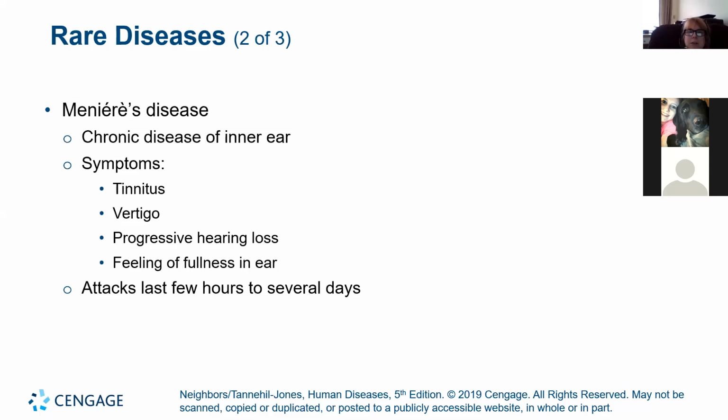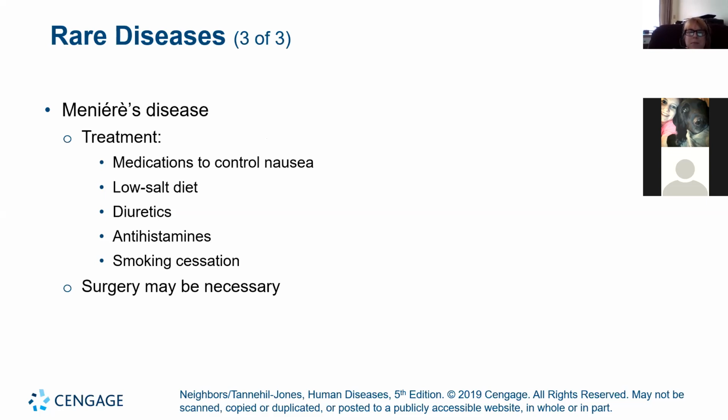Meniere's disease is another very rare disease. This is a chronic disease of the inner ear. The symptoms are that you hear ringing, or you have tinnitus, you have vertigo, the ear feels very full, and the hearing loss is progressive. Usually it only lasts a few hours to several days. For treatment, they have found that a low salt diet, antihistamines and nausea medicine can usually reverse this, but they may have to do surgery to treat some of the symptoms.